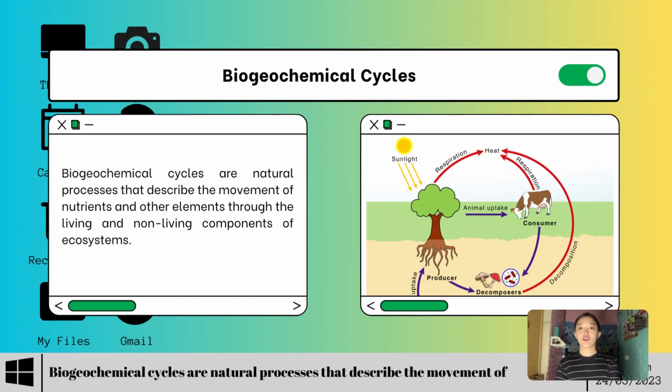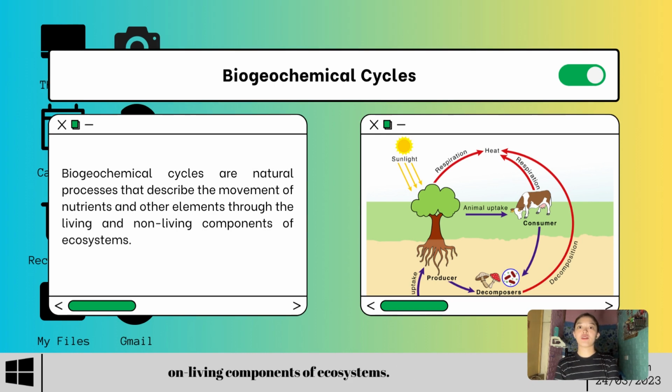Biogeochemical cycles are natural processes that describe the movement of nutrients and other elements through the living and non-living components of ecosystems. These cycles involve the transfer and transformation of elements such as carbon, nitrogen, phosphorus, and water between living organisms, the atmosphere, the Earth's crust, and bodies of water. There are several biogeochemical cycles that are important for the functioning of ecosystems. For example, the sedimentary cycle and phosphorus cycle.